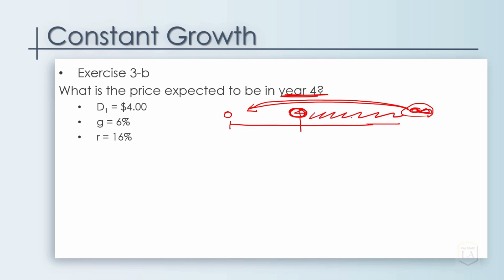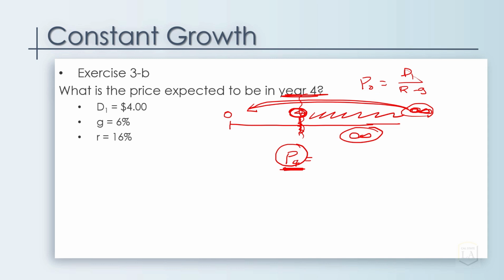As long as you have an infinite model, no matter where you start, you will still have to use an infinite model. So if you're looking for P sub 4, all you need to do is add a little tweak so that we can still use the infinite model. When we were looking for P sub 0, it was D sub 1 divided by R minus G. If you're looking for P sub 4, we can treat it as if this were our 0, the starting point.